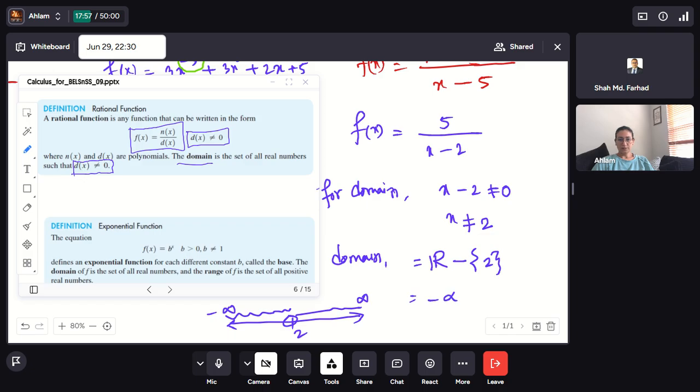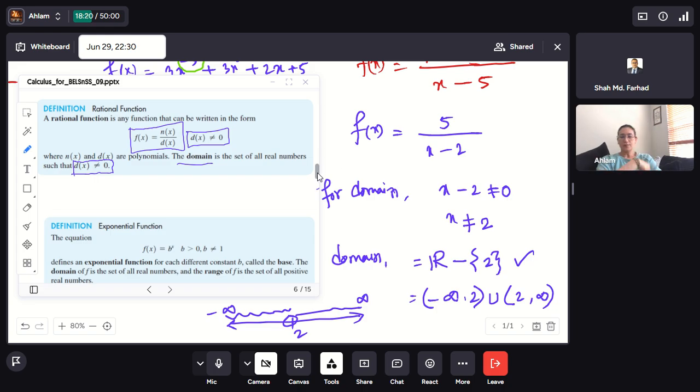So it will be negative infinity to 2, and this one is also correct. We can write this as 2 to infinity.